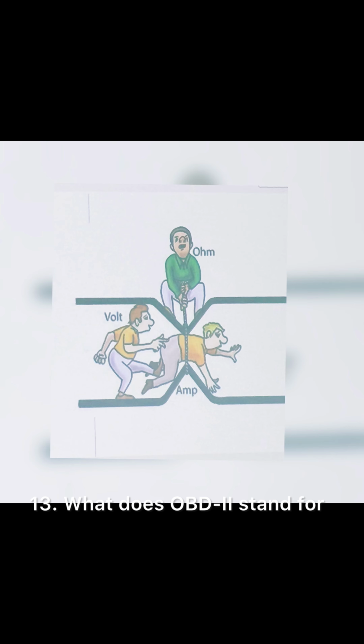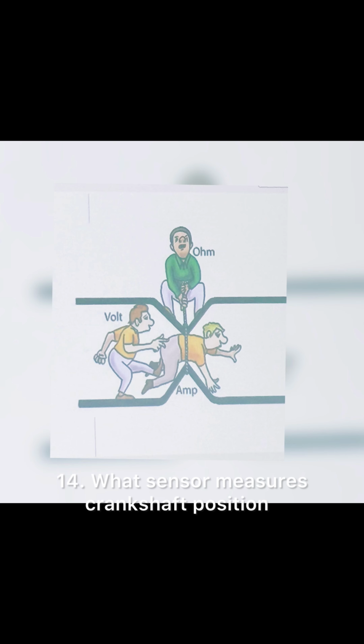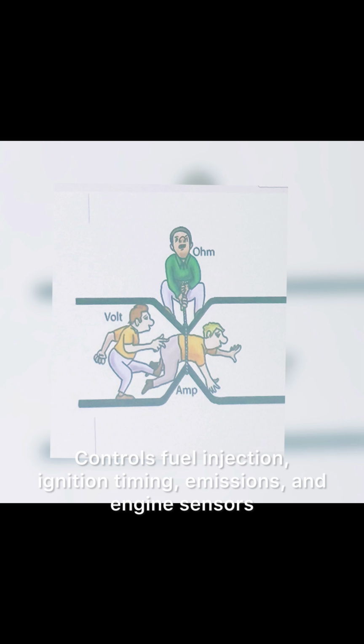13. What does OBD2 stand for? Onboard Diagnostics version 2, used to read engine and emission codes. 14. What sensor measures crankshaft position? Crankshaft position sensor CKP. 15. What is the function of the ECU/ECM? Controls fuel injection, ignition timing, emissions, and engine sensors.